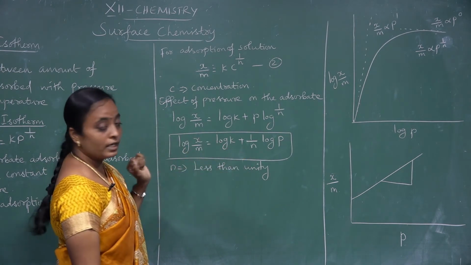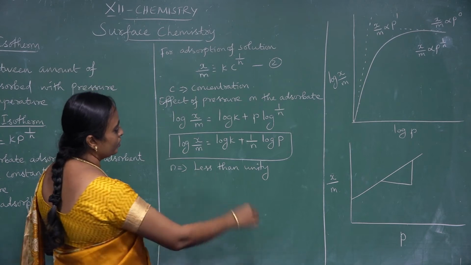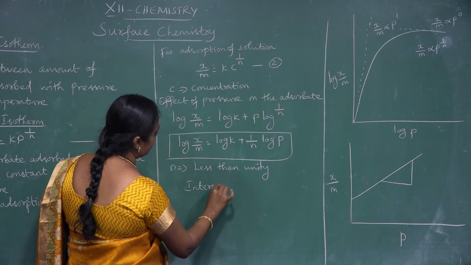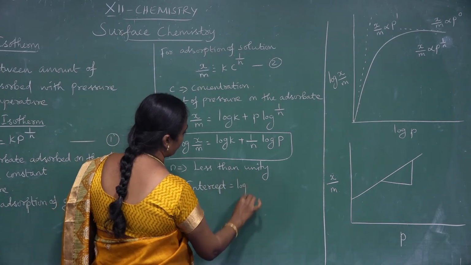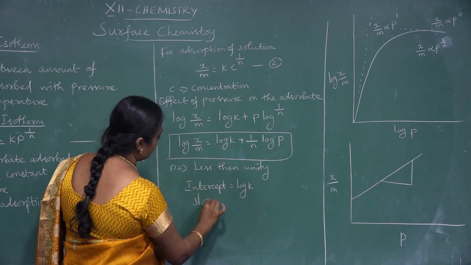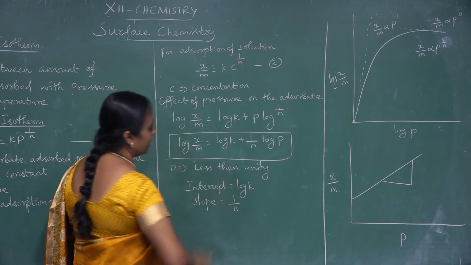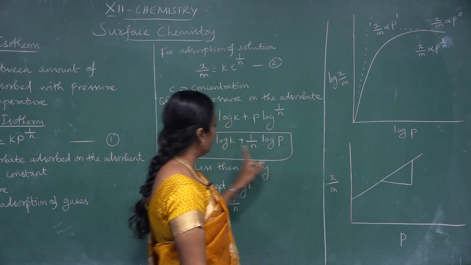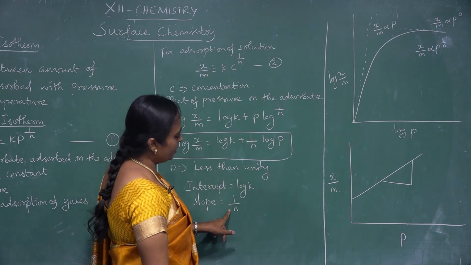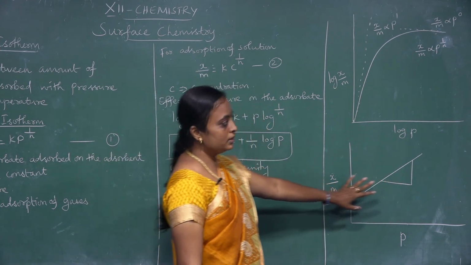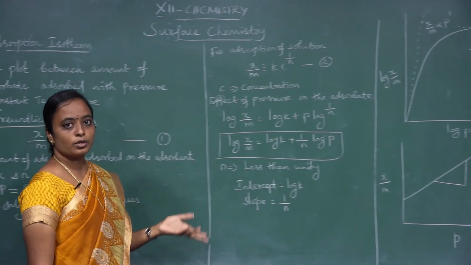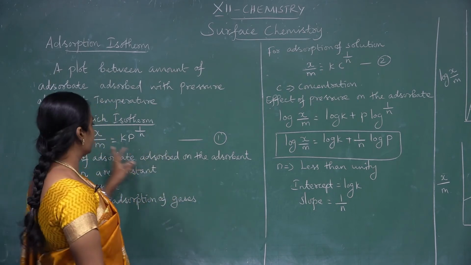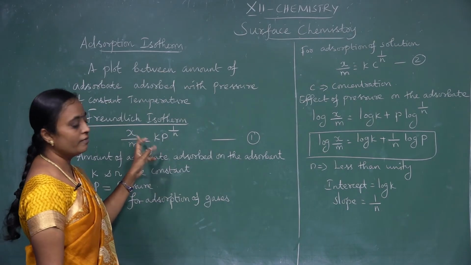This is a straight line equation, and here we are going to take the intercept value, that will be equal to log k, and the slope value will be equal to 1 by n. So this is called a Freundlich adsorption isotherm curve, relating this by using one equation, that is x by m is equal to k p to the power 1 by n.